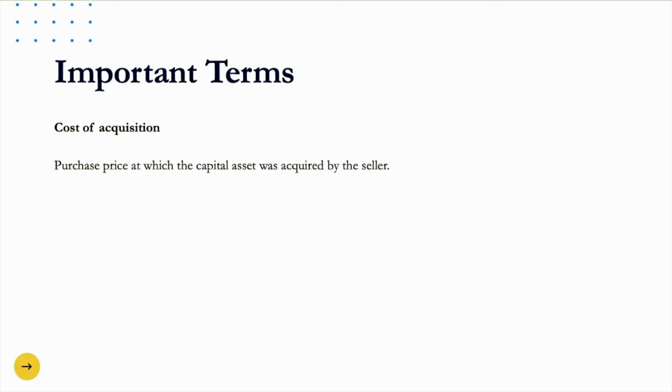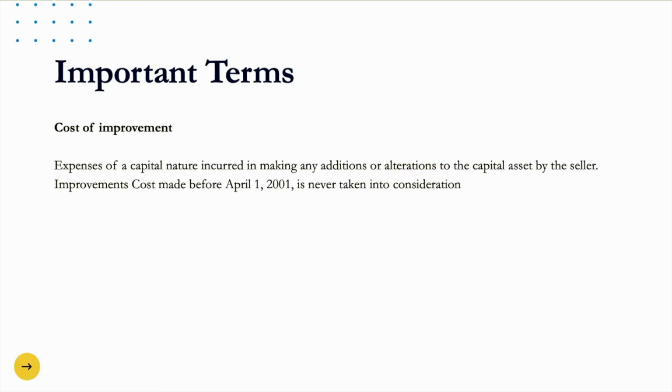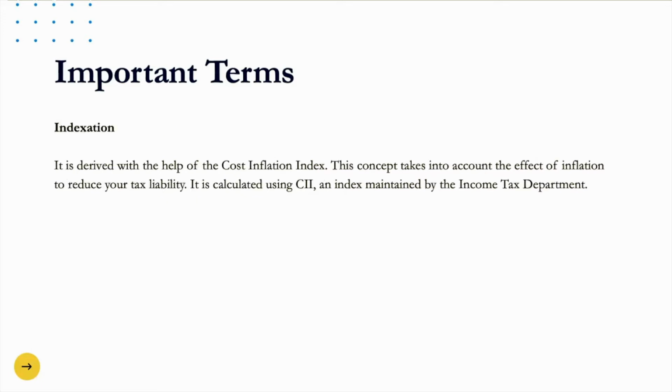Cost of acquisition. This is the price which you have paid to acquire the capital asset. It's called the cost of acquisition. Cost of improvement. Any expenditure which you have incurred in alteration, which again has to be capital in nature. It cannot be revenue in nature. Suppose you have a bungalow wherein you have added one more room. That expense is called the cost of improvement because it's capital in nature.